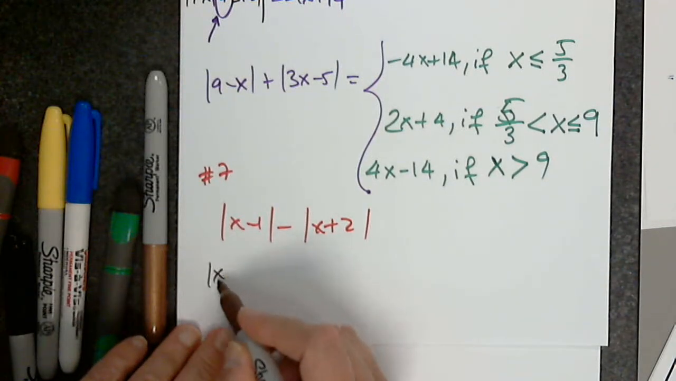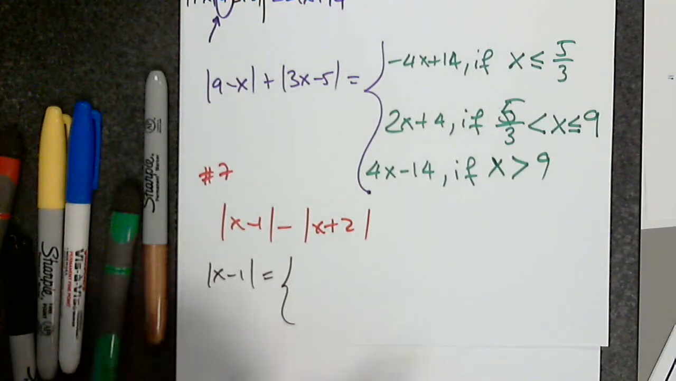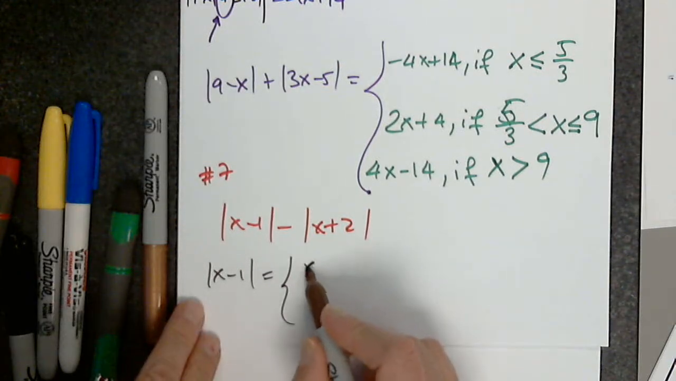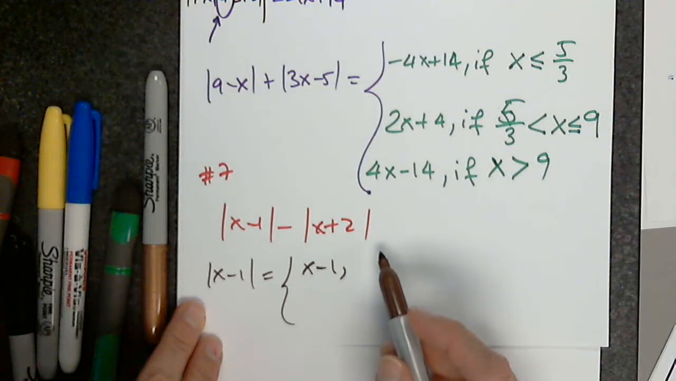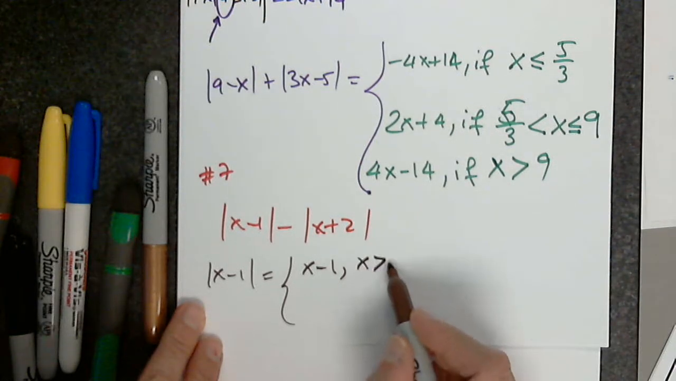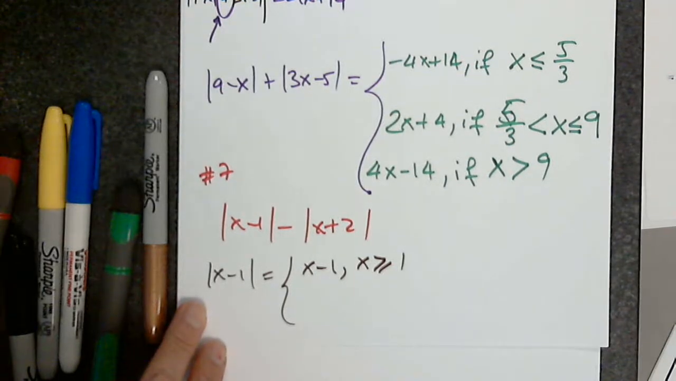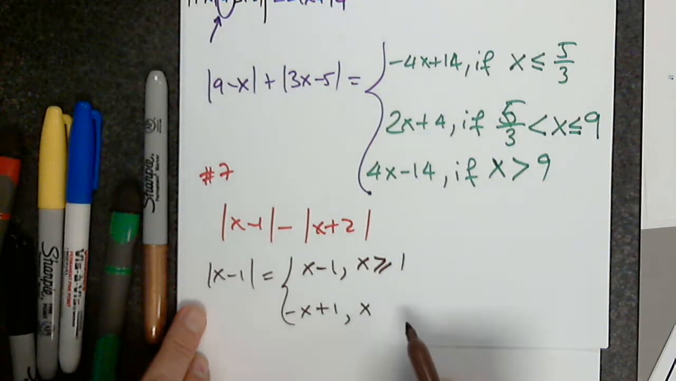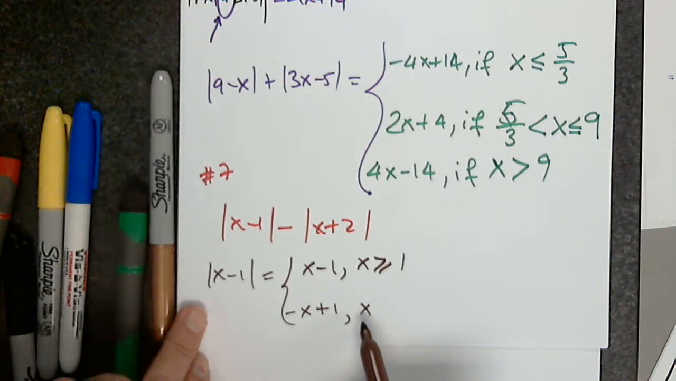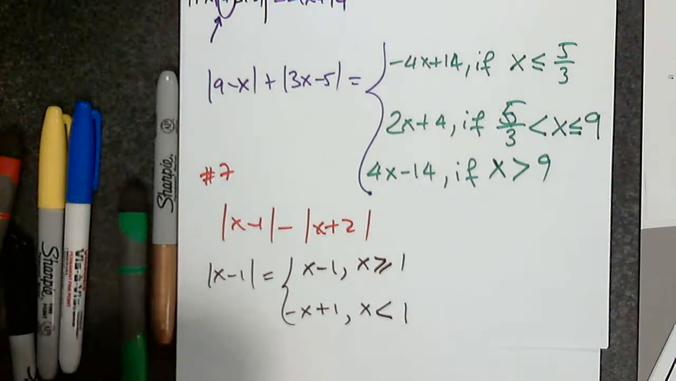Anyone? There's the x minus 1 if x minus 1 is greater than or equal to 0, which was easy to say, x greater than or equal to 1. The other ones required more work. And negative x plus 1 if x is less than 1. This one cannot be greater than or equal to. It has to be the opposite.